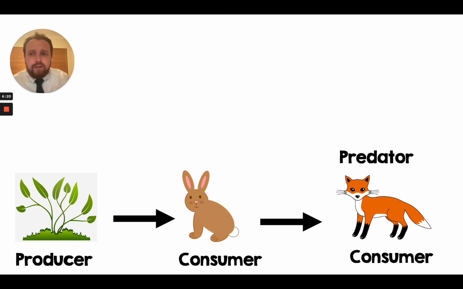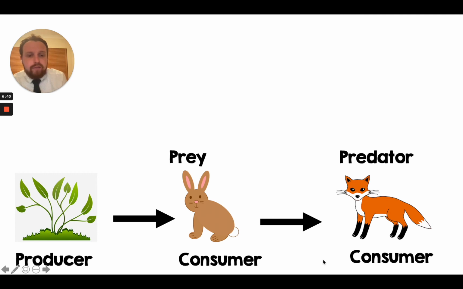The fox is a predator. Predators are animals that hunt for food, okay? So the fox hunts other animals to eat. It hunts rabbits and other animals and it eats them. The rabbit is prey, okay? It's an animal that is hunted for food by other animals.